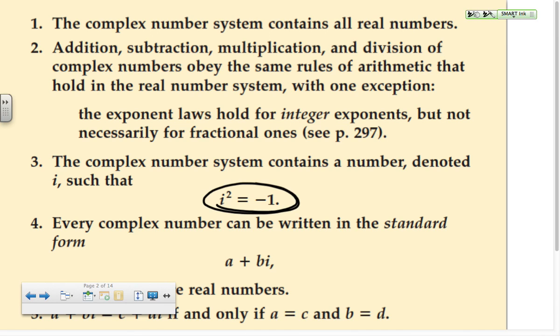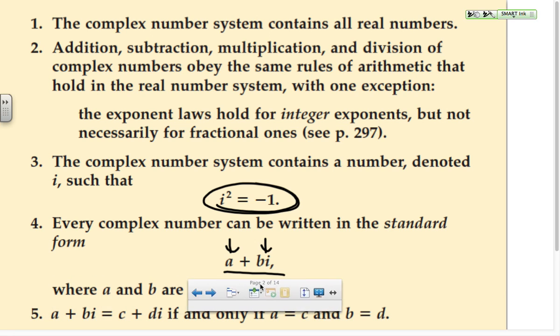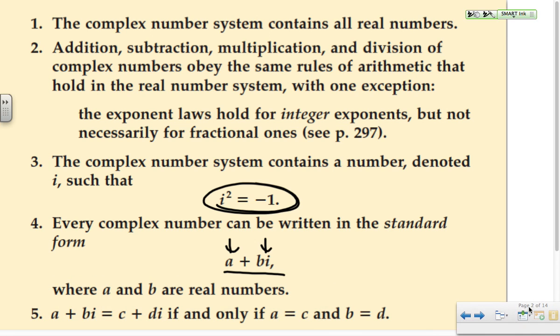Now, all complex numbers can be written in this form: a real number plus a number times i. This is considered a number. I know it has an addition sign in it, but it's considered a number. And this rule down here says a + bi equals c + di if and only if a is the same as c and b is the same as d. So that's kind of a given. All right, so that's complex numbers.